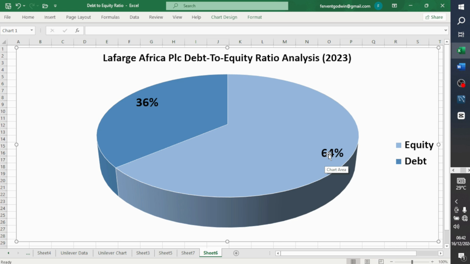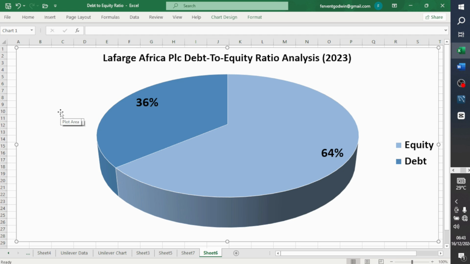So it's saying that this company is run by 64% equity and 36% debt. And the ratio for this is 0.57. So if you divide both of these, you get the debt to equity ratio, and that gives us 0.57, to 2 decimal places.